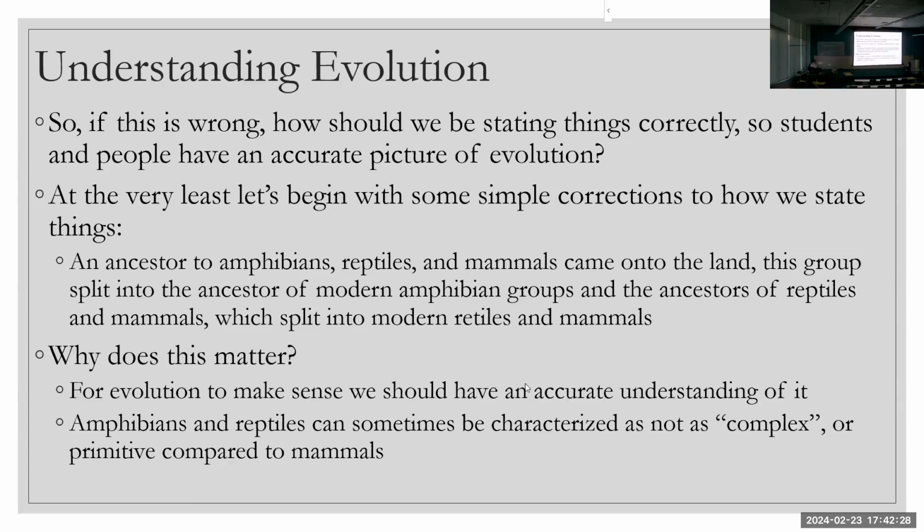So if we say amphibians, reptiles, mammals, it perpetuates this notion that mammals are at the pinnacle and that these other groups are less complex or more primitive, whatever that means. It's about having an accurate picture of evolutionary history. These groups are all modern organisms, with evolution and splits, and they're all modern organisms over here now. They're all successful in their own particular environments.